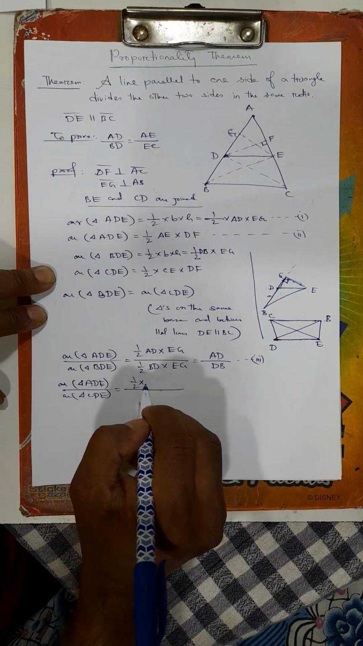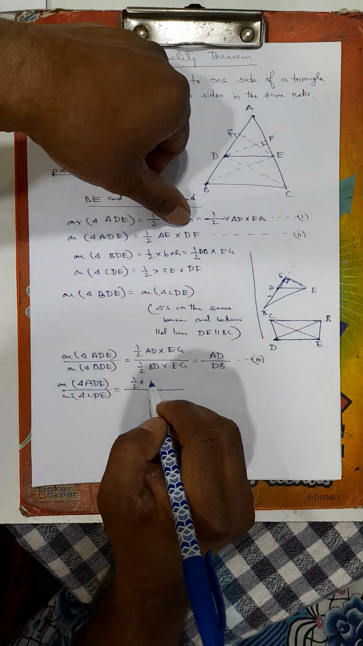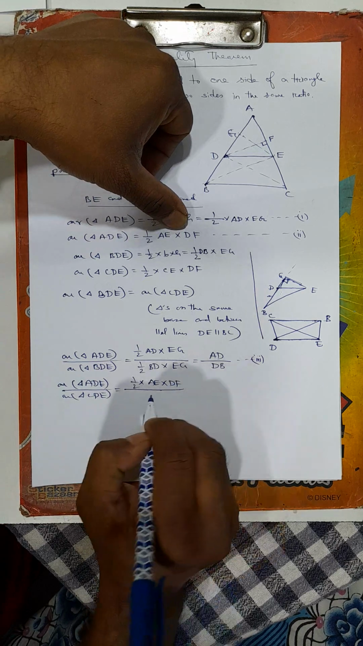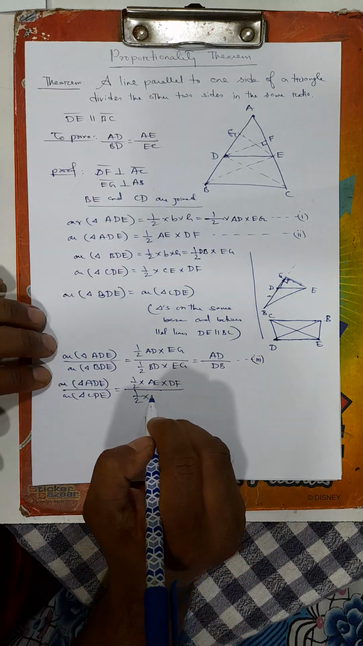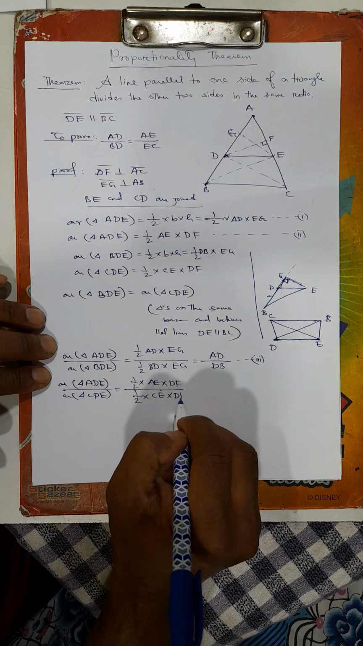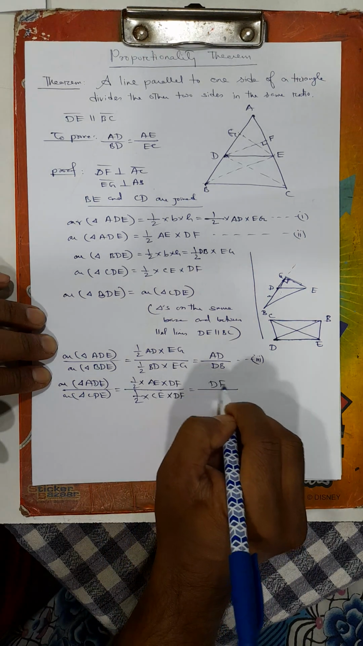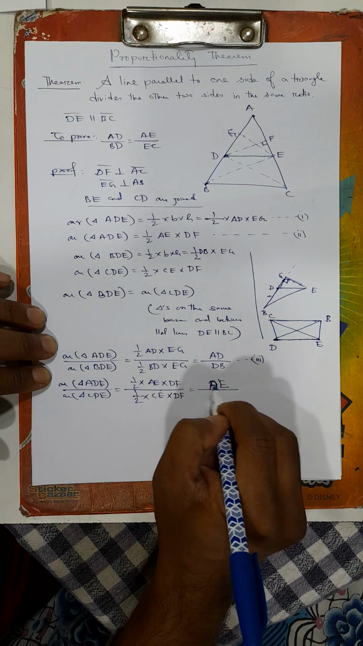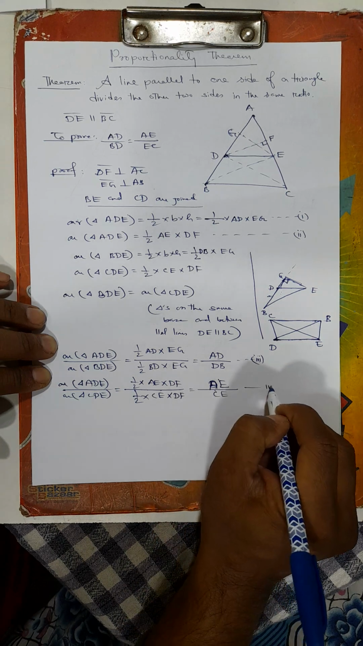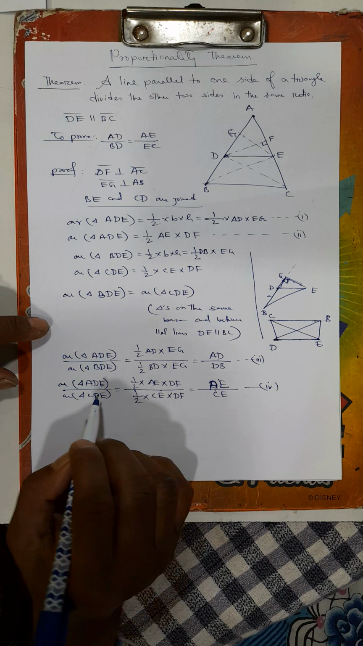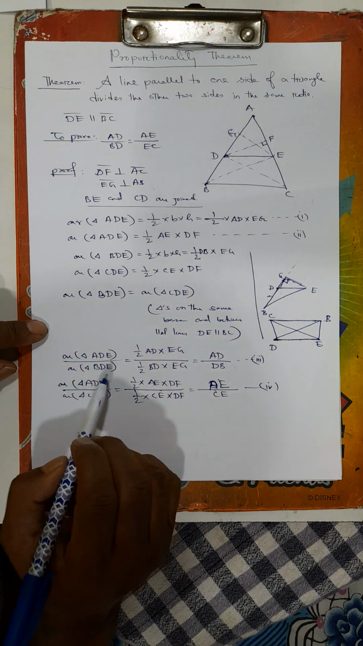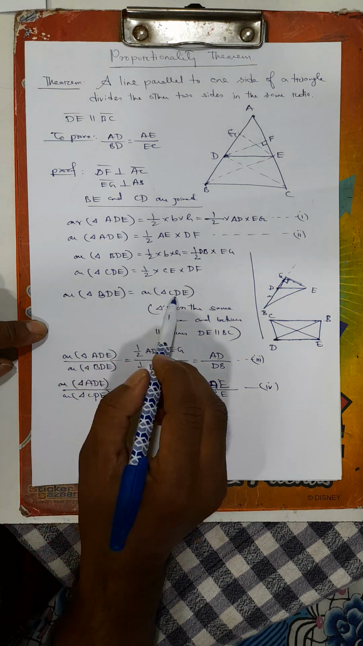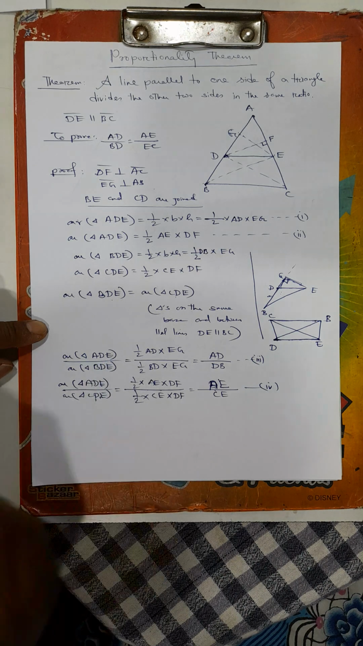Area of triangle ADE can be written as half of AE multiplied by DF, and here CDE is half of CE multiplied by DF. So you find this DF cancels, and you get AE by CE. This is say 4. Now here you find the left hand side cancels, since they are numerator and denominator, right? BDE equal to CDE, ADE is same.